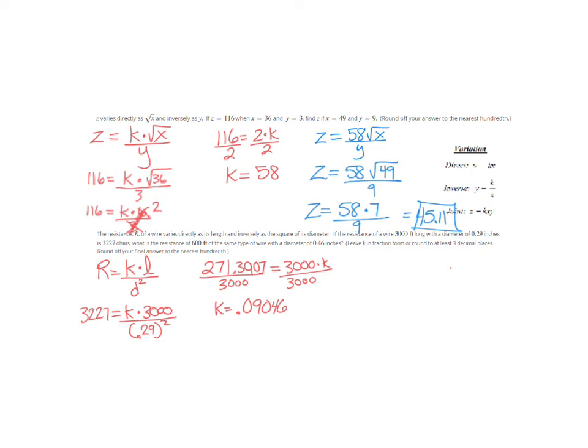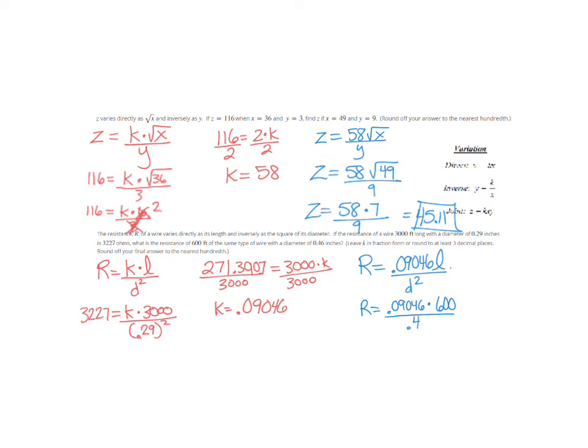Now, my new formula with my K value is R equals 0.09046 L over D squared. Now, let's use our new formula to solve for what they want us to solve for. It says, what is the resistance, so we'll be looking for R, of 600 feet of the same type of wire with a diameter of 0.46 inches. So R equals 0.09046, and it's 600 feet, that's the length.